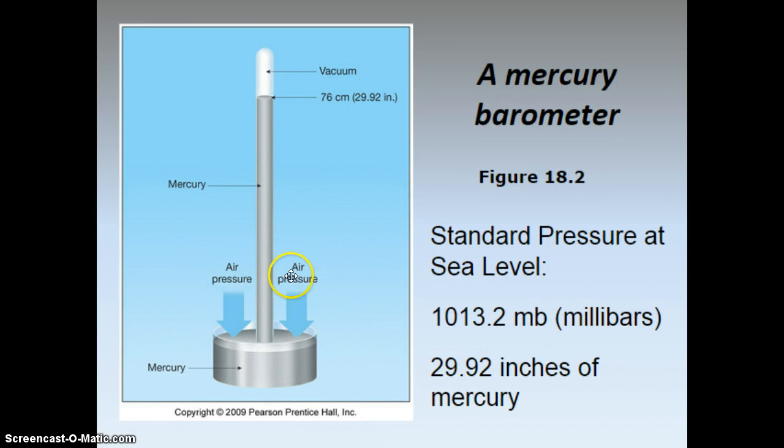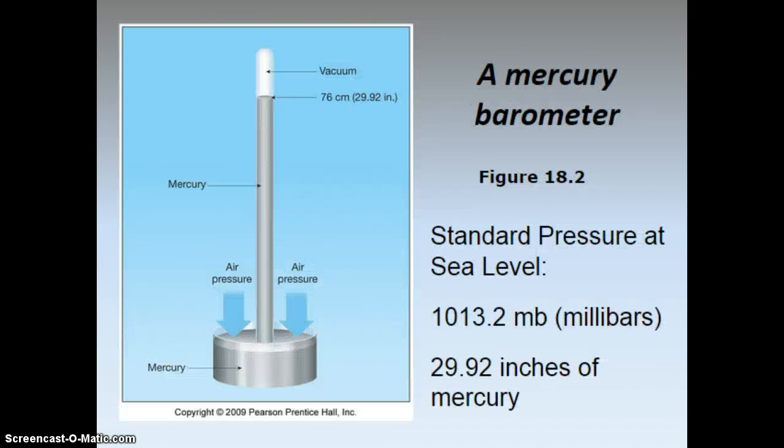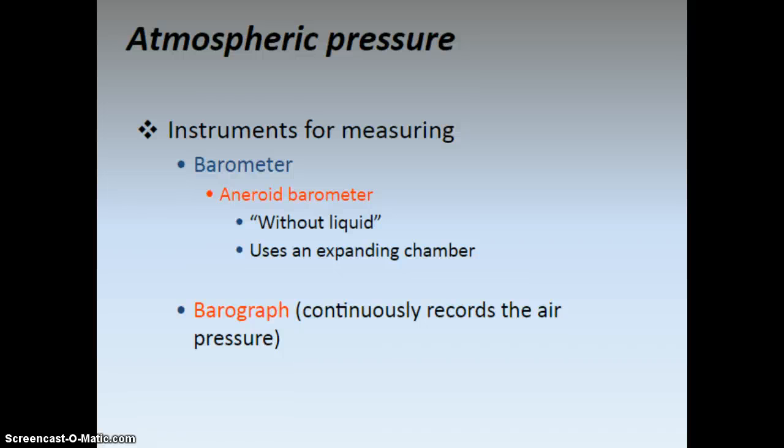A mercury barometer is essentially measuring how high the mercury is going to travel in the cylinder, based on how much air pressure is above it. So standard pressure at sea level is 1,013.2 millibars, which is the same as 29.92 inches of mercury. These are just two different ways to state the average sea level air pressure. Going back to this picture, this is an example of a mercury barometer.